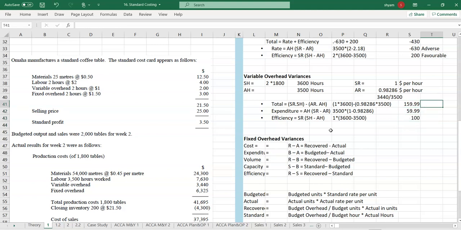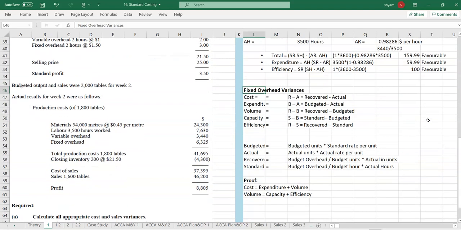So almost all the variances are favorable because they should have worked for 3000. If you take efficiency, they should have worked for 3600 hours, but they have worked only 3500 hours. So that is favorable. So all the plus are now favorable. Okay, if you add these both again, you will get this one. So I think that is also clear. We don't need to work it out again and show you proof. That we'll skip.